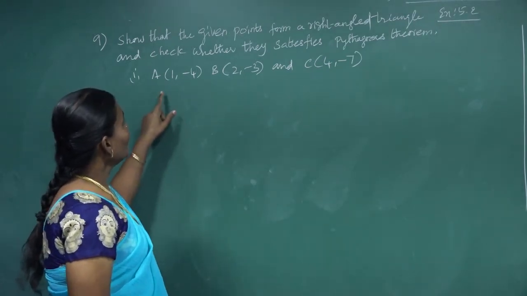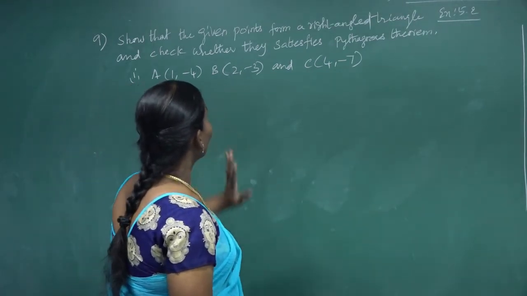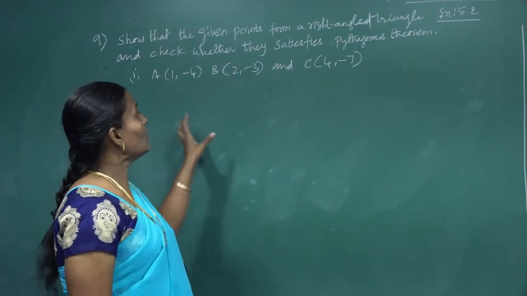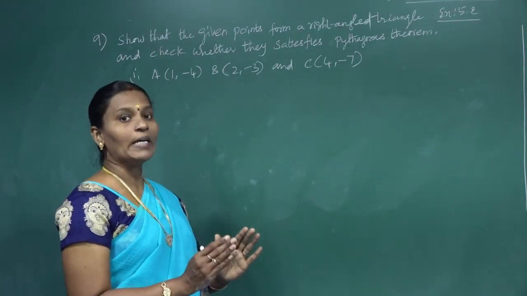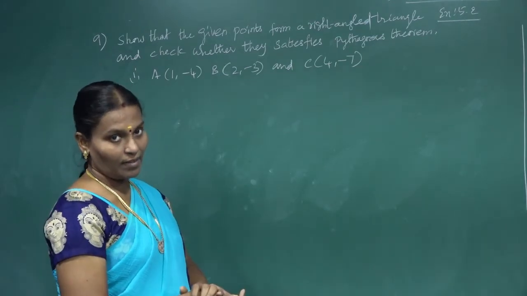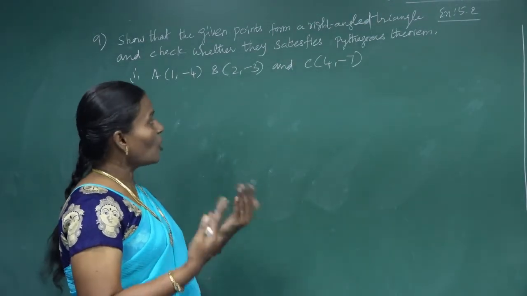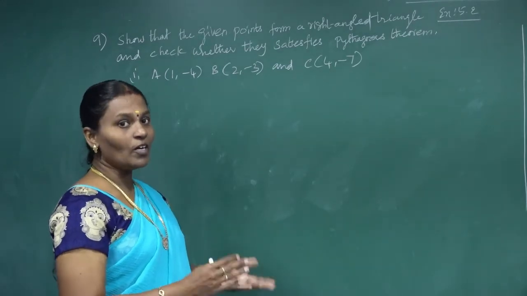Okay, here the 3 points are given. So first you show that the given 3 points form a right angle triangle. Then you have to check whether Pythagoras theorem is satisfied or not.